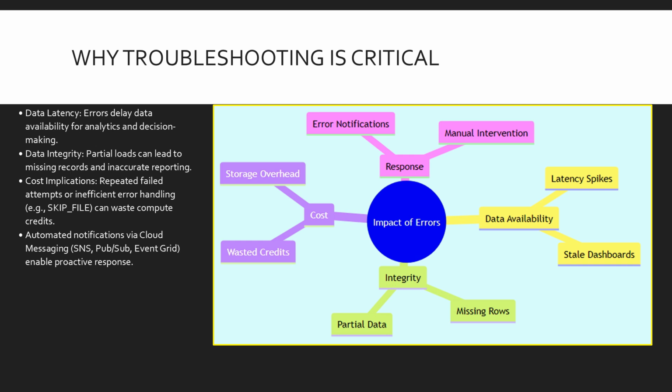This mind map breaks down the impact of ingestion errors. At the core, we have the error event itself. Branching out, we see the hit to data availability causing latency. We see the threat to integrity via missing rows. We see the financial impact in wasted credits. And crucially, we see the response branch, highlighting the need for error notifications to trigger manual or automated intervention.